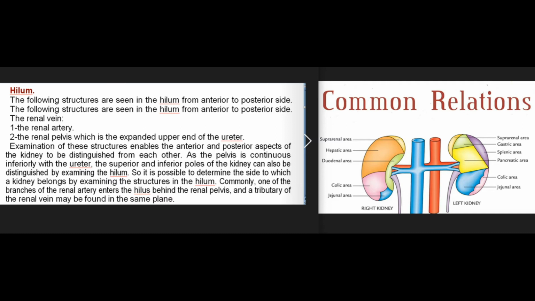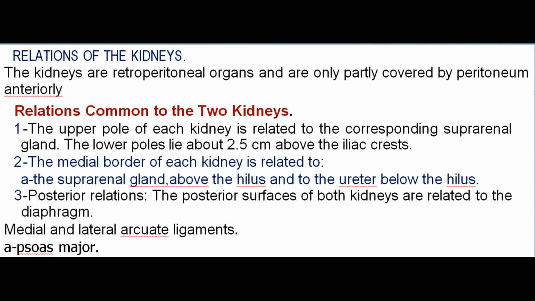Commonly, one of the branches of the renal artery enters the hilus behind the renal pelvis, and a tributary of the renal vein may be found in the same plane. Relations of the kidneys. The kidneys are retroperitoneal organs and are only partly covered by peritoneum anteriorly. Relations common to the two kidneys. 1. The upper pole of each kidney is related to the corresponding suprarenal gland.